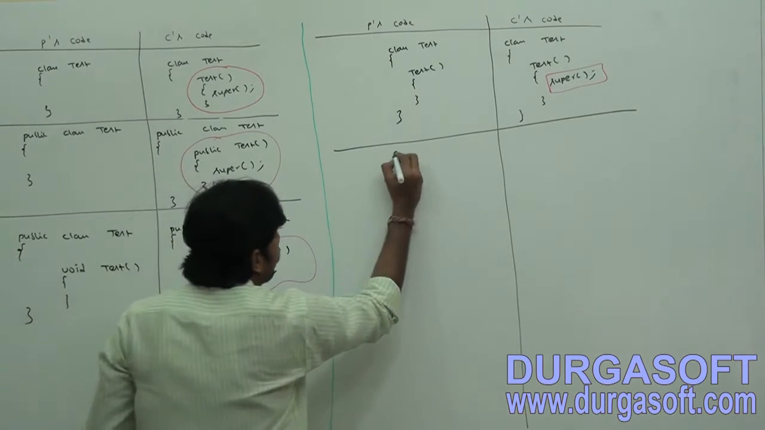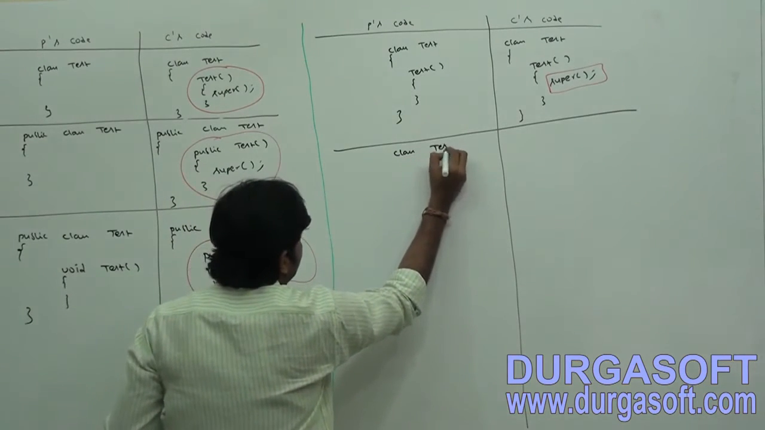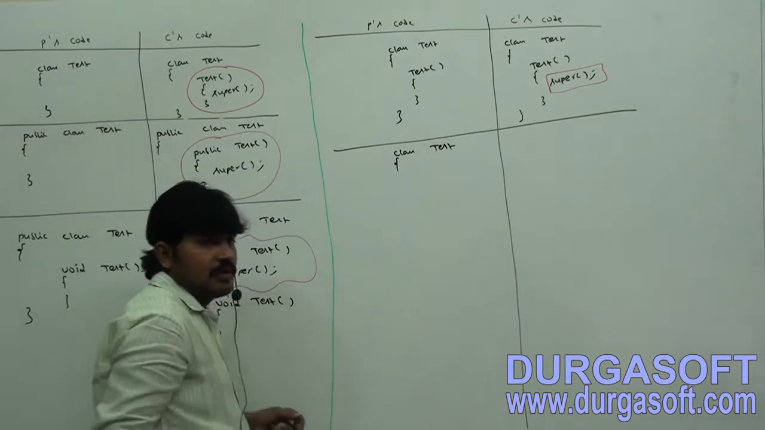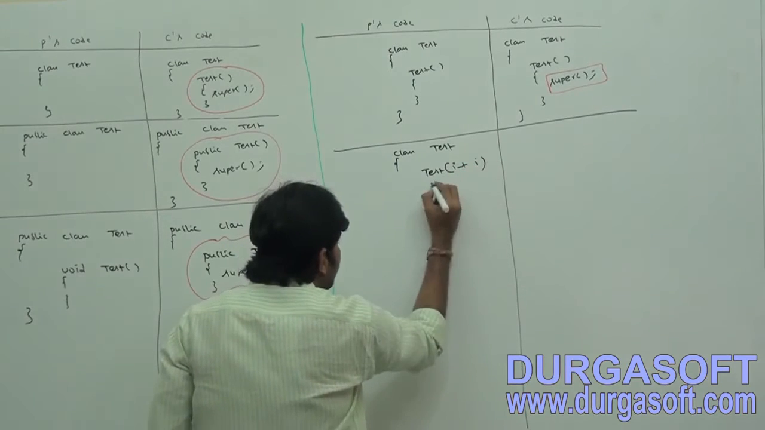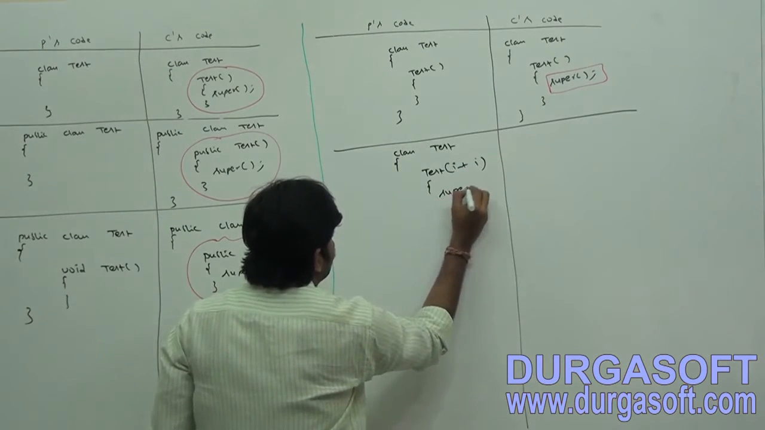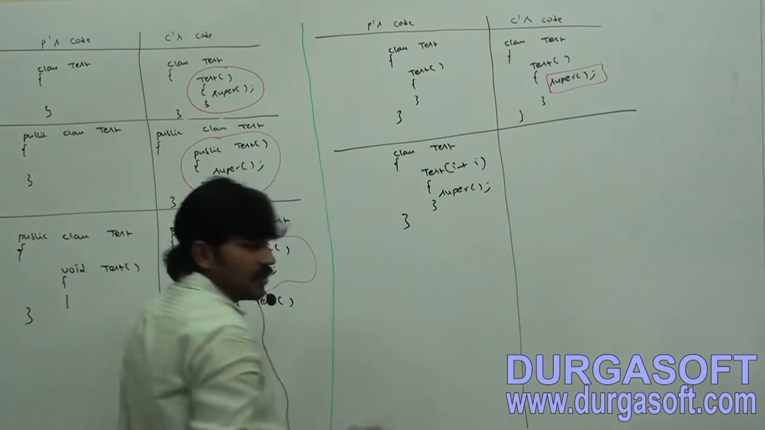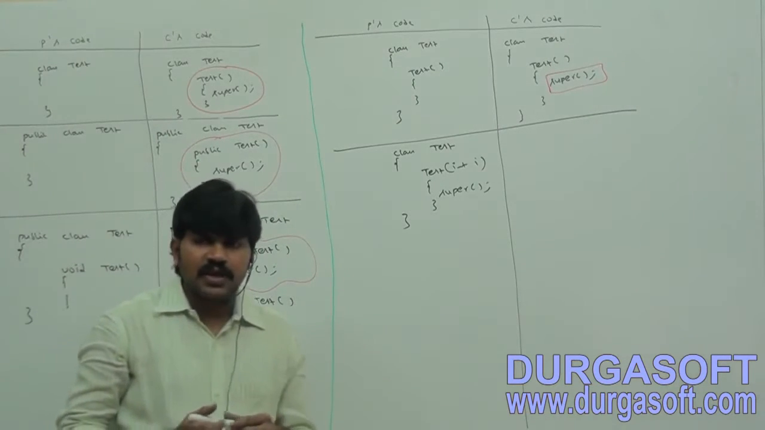Now next example, observe. I am taking class test, and I am writing the constructor test of int i. I wrote super also. Can you tell in this case whether the compiler will generate any code?